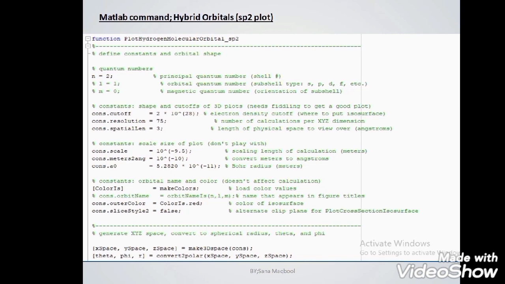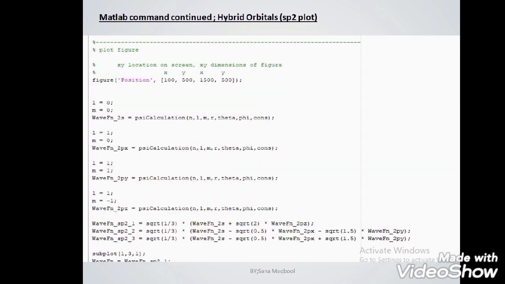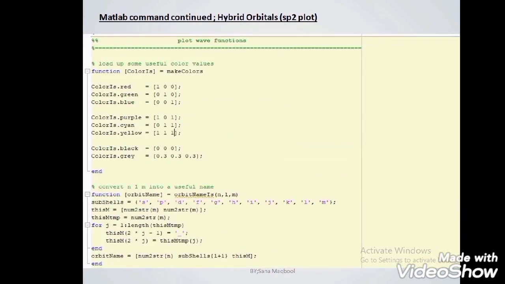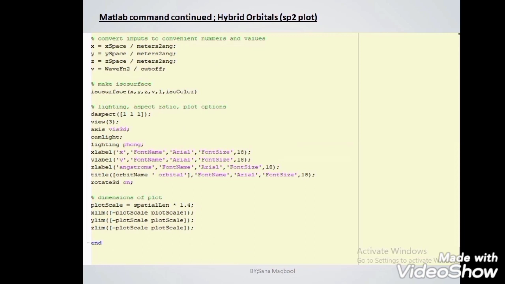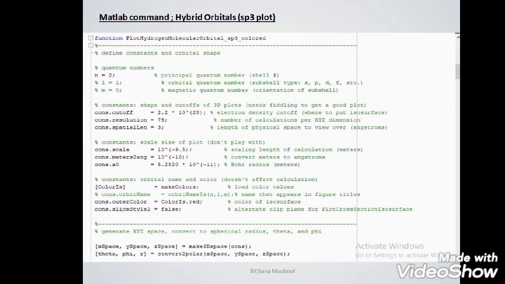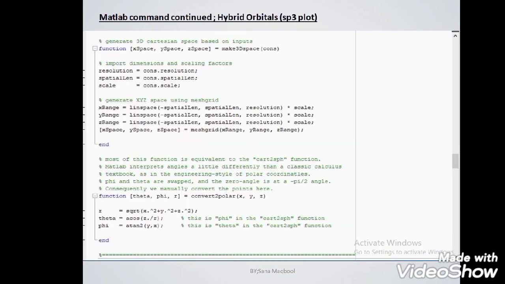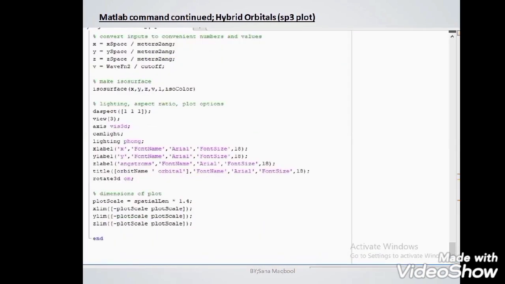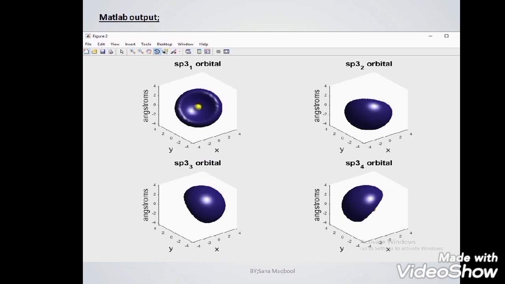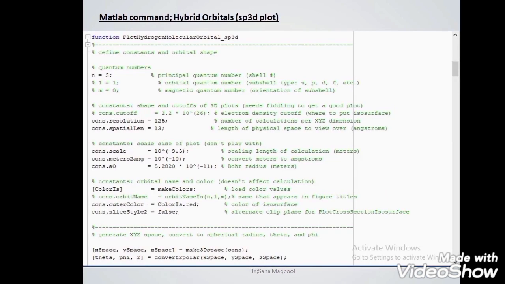First we need to define the constant and orbital shape, and after generating the xy space, and then converting to the spherical radius and plotting that figure and setting the dimensions of the plot, we have attained this MATLAB output for the sp2 plot. Then for the sp3 plot, these are its MATLAB outputs, and the sp3 1 orbital is considered over here, and the sp3 2 orbital, sp3 3 orbital, and sp3 4 orbital are considered. These all are the hybrid orbitals.